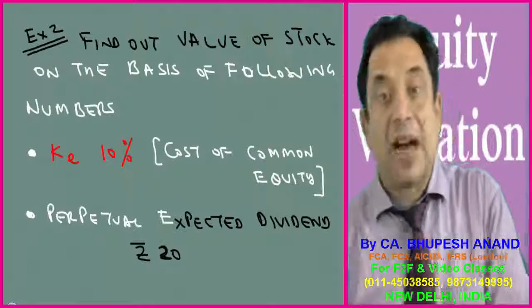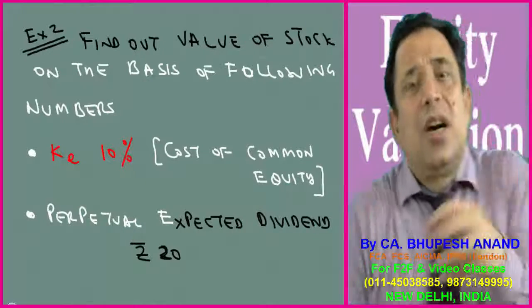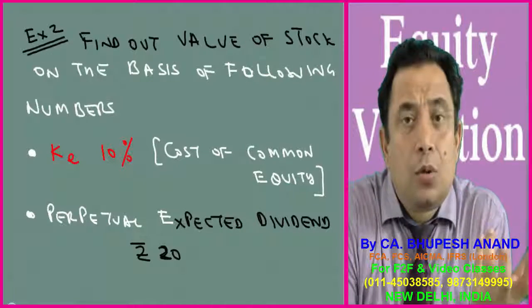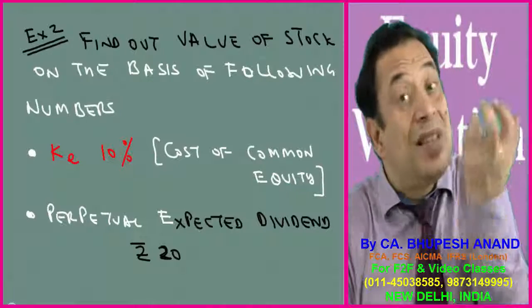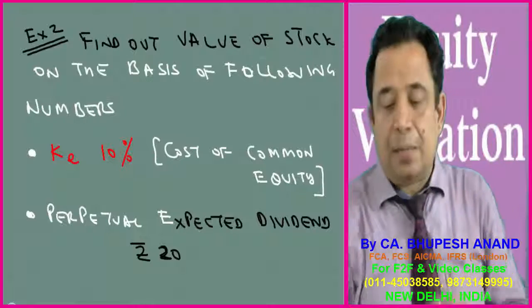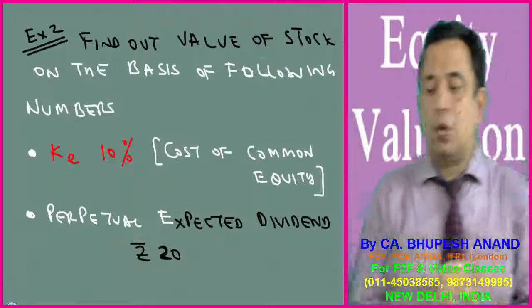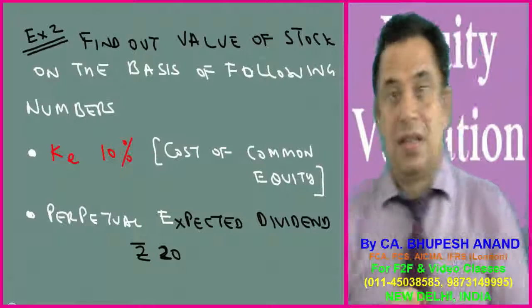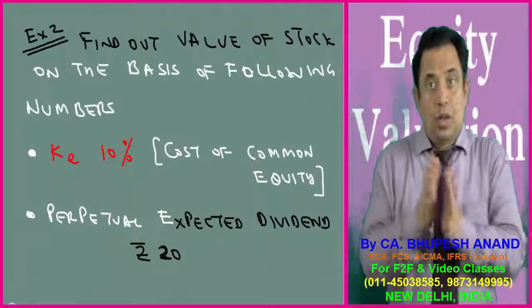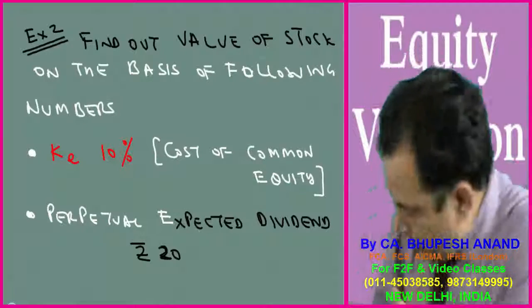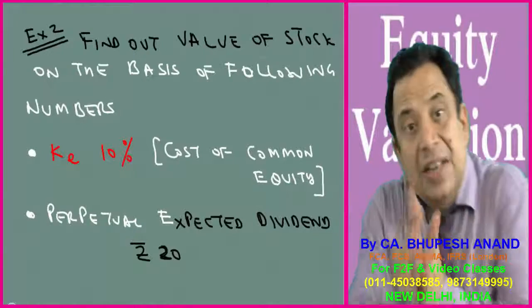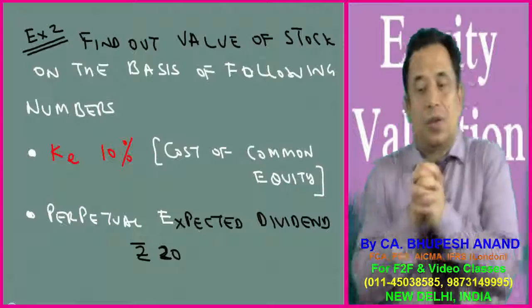Now, let's start with example number 2. A new feature, a new point I have covered in example number 2. So it is important that you should write down all the examples. My dear friends, please sit straight and please write down all the examples. Find out the value of the stock on the basis of the following numbers. I have given some information, and on the basis of that information you have to calculate the value of the stock.